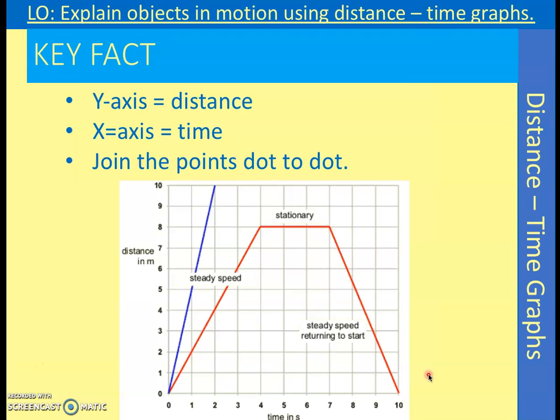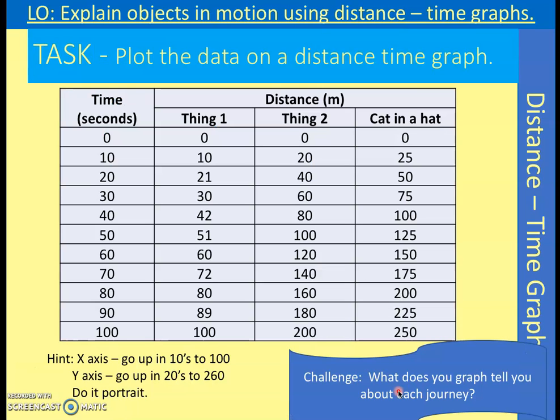So your y-axis shows you your distance, your x-axis shows you your time, and we join the points dot to dot. So unlike other graphs where we draw a line of best fit, in this one we actually join up our dots to show the journey of our vehicle or a person running. So what I want you to do now is I'm going to ask your teacher to pause this video here, and I want you to draw your graph.